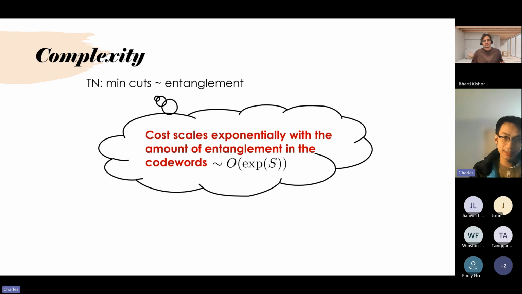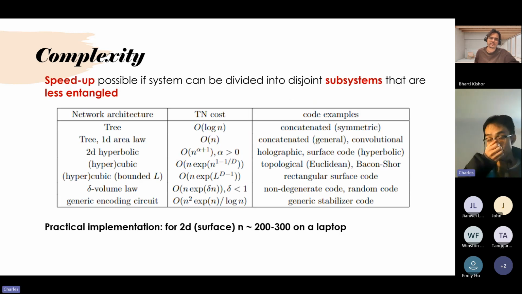So the complexity of constructing this tensor is approximately the same as what we intuitively expect for the usual tensor network contraction. It's going to scale exponentially with the amount of entanglement that's present in the codeword. So let me just show you a picture.